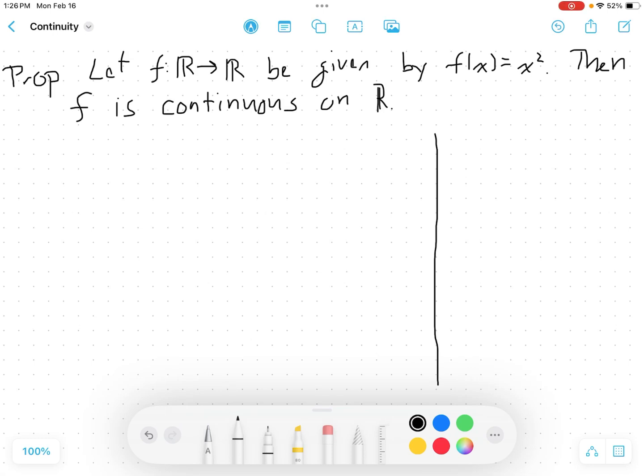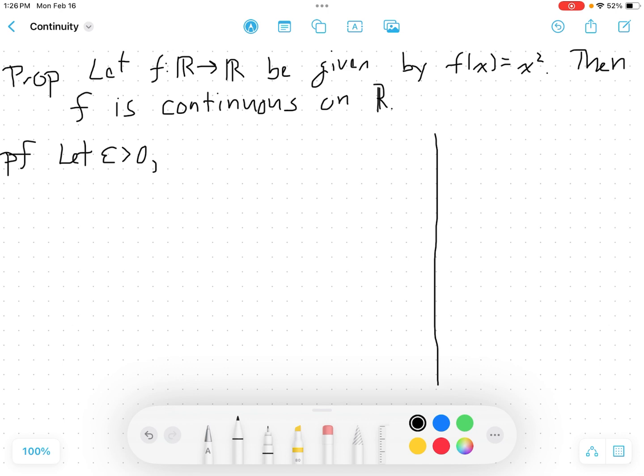Hello all! In this video, we're going to be showing, using epsilons and deltas, why the function f of x equals x squared from R to R is continuous. So, like all good epsilon-delta proofs, I'm going to start off my proof by saying let epsilon be greater than 0.